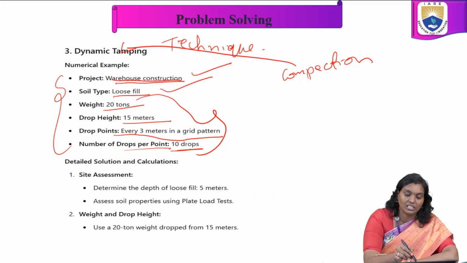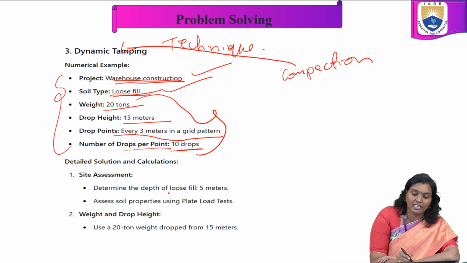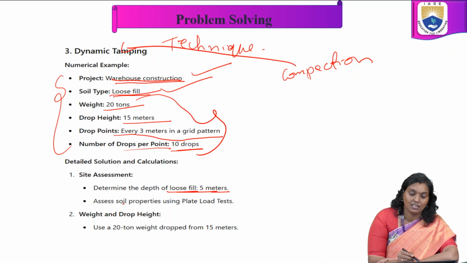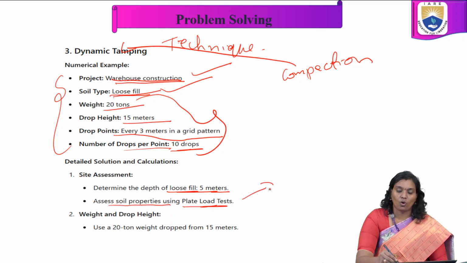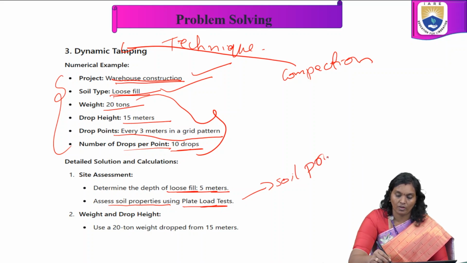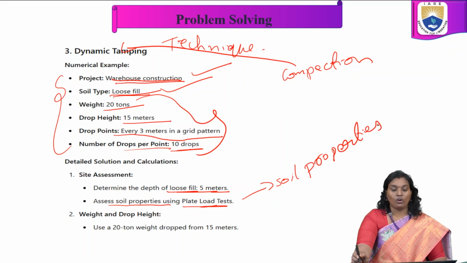Here the project is a warehouse. The soil type is loose fill. Determine the depth of the loose fill: 5 meters. Assess soil properties using the plate load test. We are finding the soil properties using the plate load test.